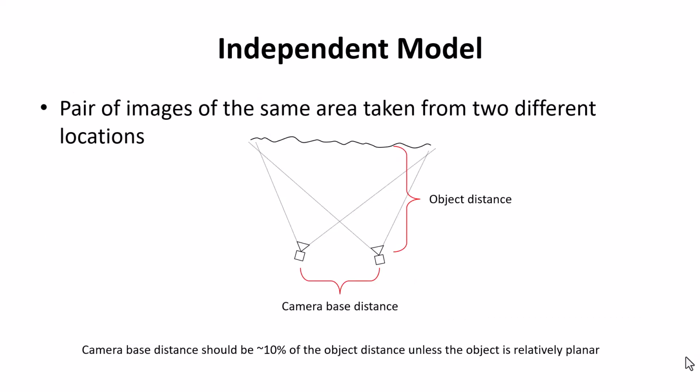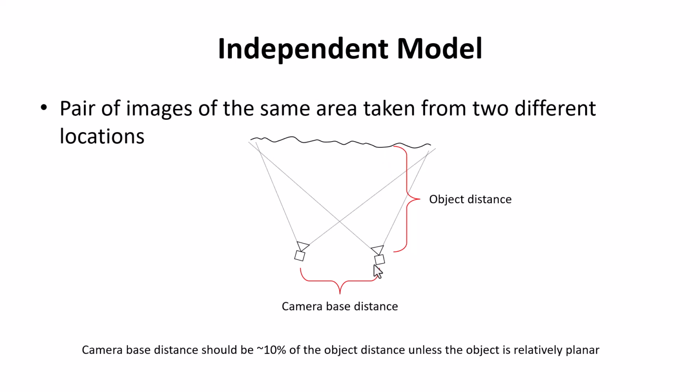So we have different ways of making models. The simplest is this way. You have 2 camera stations, there they are. You have an object of interest, and you take a single photograph from each camera station. The cameras have a certain base distance apart, and they have an object distance. They have a certain distance between the cameras and the object of interest.